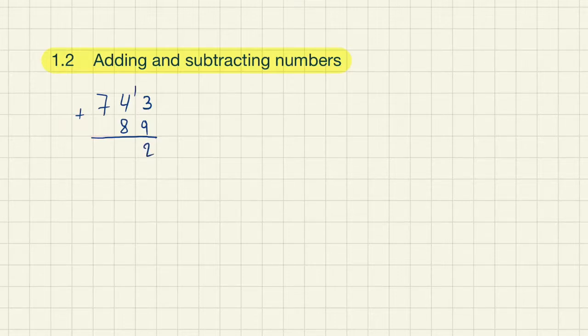4 plus 8, again, is 12. And then we have one more, which makes it 13. And we keep 1. 7 plus nothing is 7, and then plus 1 is 8. So we get 832. Let's say we do a subtraction. 811 minus 179.